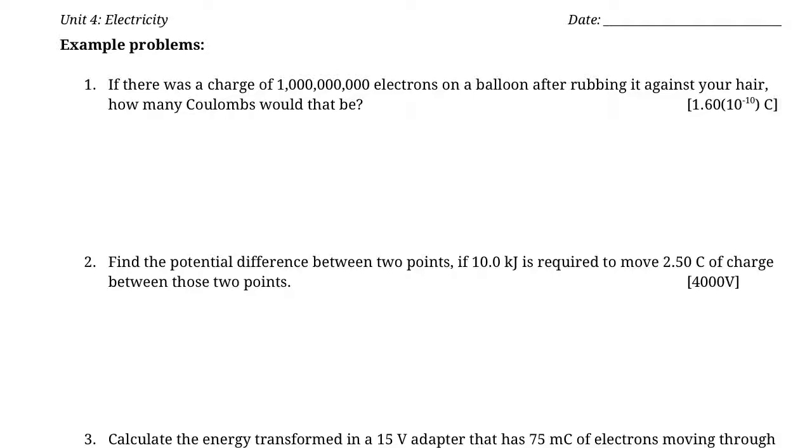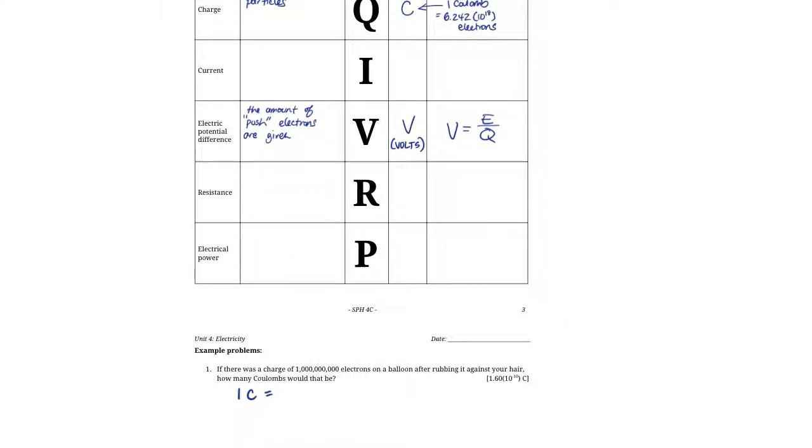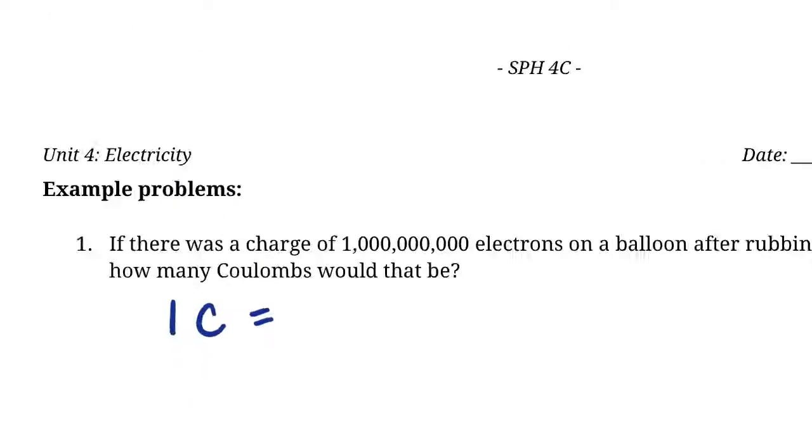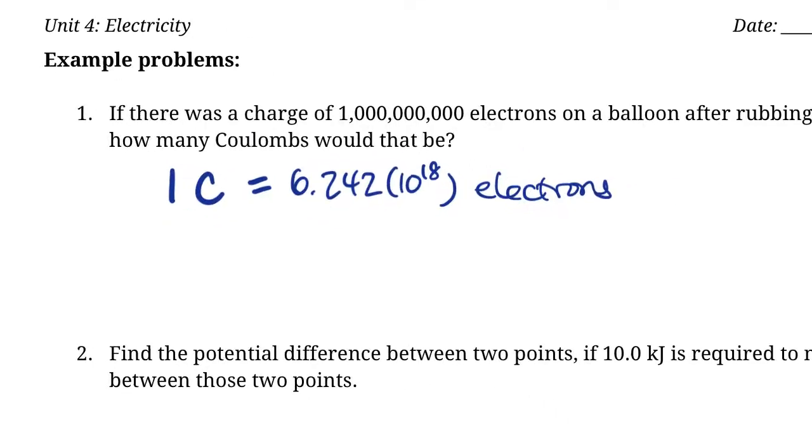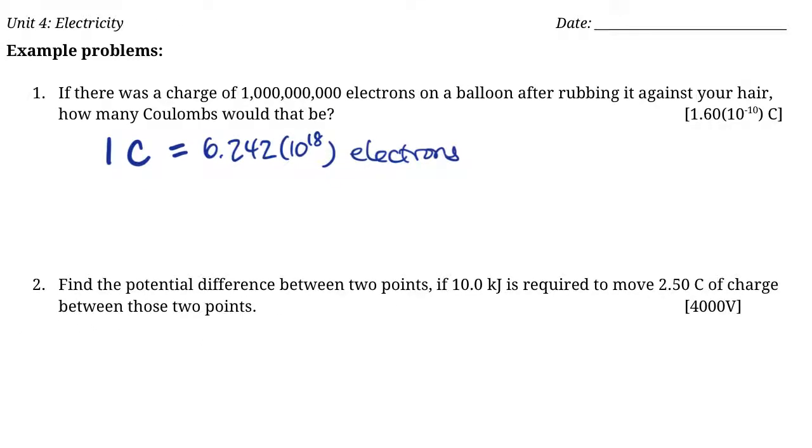So remember, 1 coulomb is equal to, what was it again? I have to go back up here, 6.242 times 10 to the 18 electrons. Now, in this question, we only have 1 billion electrons. And 1 billion is like saying 10 to the 9 electrons. So you see, this number, 10 to the 9, is actually a lot less than this number, 10 to the 18. So we're going to have less than one coulomb.